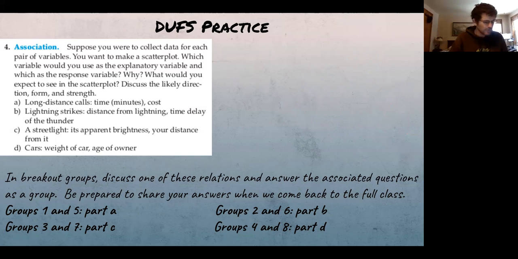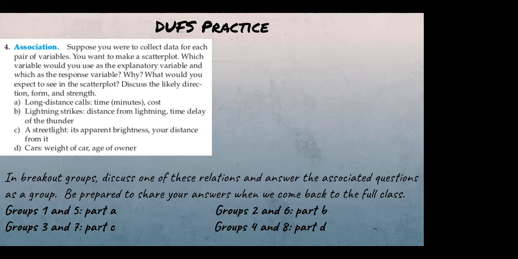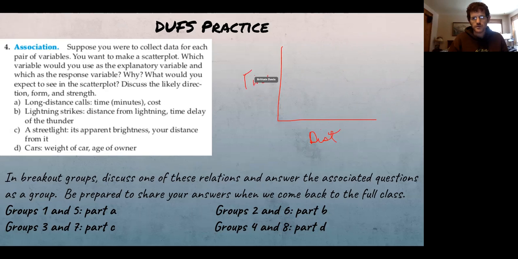Okay, group 2. Hopefully there's less confusion on this now. Group 2, what did you guys think? We said that we would put the distance as the explanatory variable, and the time delay as the response variable. I think that works for me too.